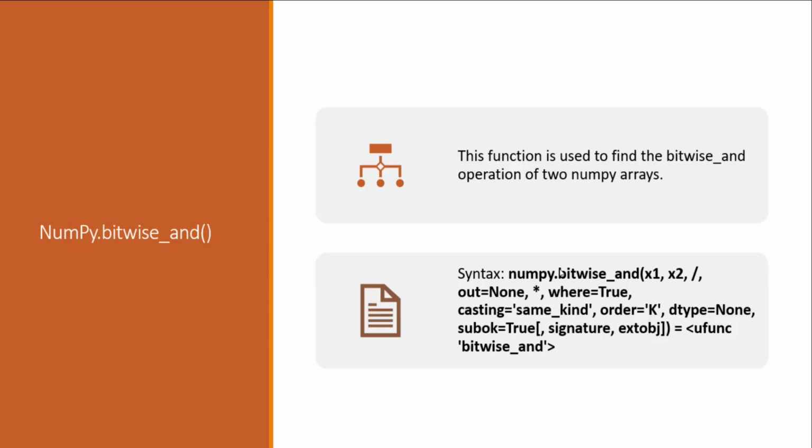Here is the syntax of the numpy.bitwise_and function, and within this function we are going to use three main parameters. The first parameters are the input arrays x1 and x2. These parameters specify the input arrays, and they take only integer and boolean values as arguments. Now we will take an example using the numpy.bitwise_and function.